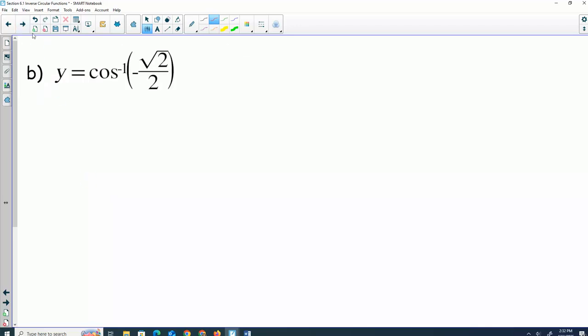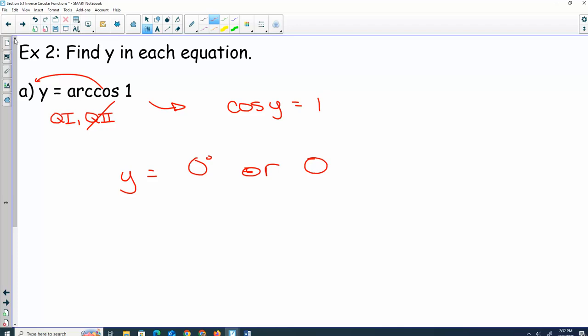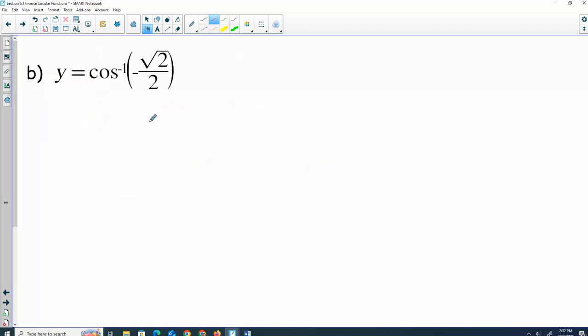Do you guys understand what I'm doing with these inverses? So the answer to an inverse is an angle. The key, you only get one answer. So we have to know which part of the circle to look at.